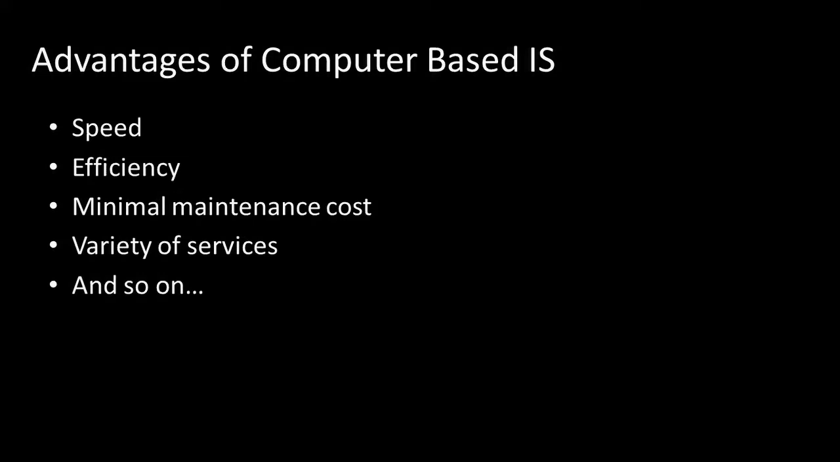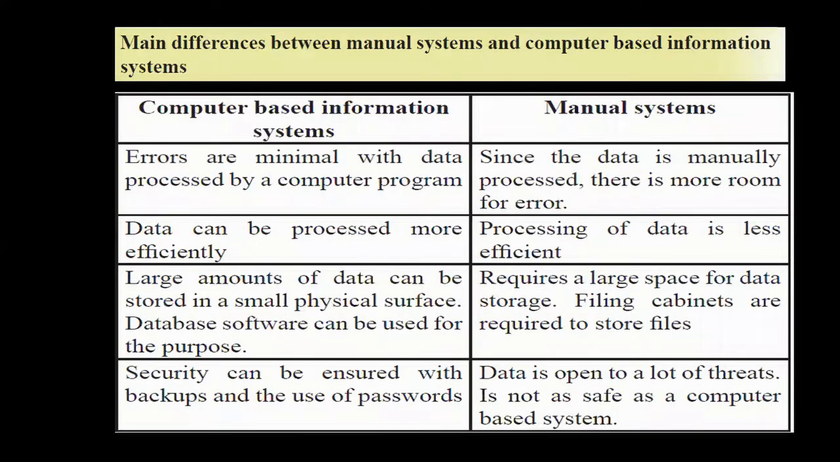So we can provide a variety of services with these computer-based systems very efficiently, because rather than the manual system, it is equipped with a lot of different facilities. Yes, these kind of services are there, right? Actually, these kind of advantages we can obtain from this computer-based information system. Right.